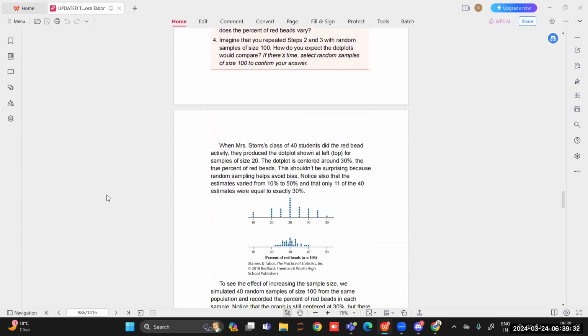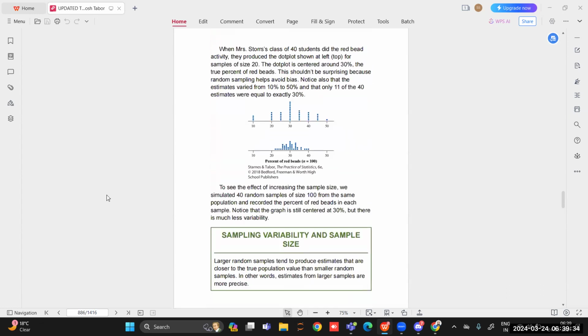Now, a class of 40 students did the red bead activity, and they produced the dot plot shown at the top left for samples of size 20. The dot plot is centered around 30%, the true percent of red beads. This shouldn't be surprising because random sampling helps avoid bias. Notice also that the estimates varied from 10% to 50%. In the end, only 11 of the 40 estimates were equal to 30%.